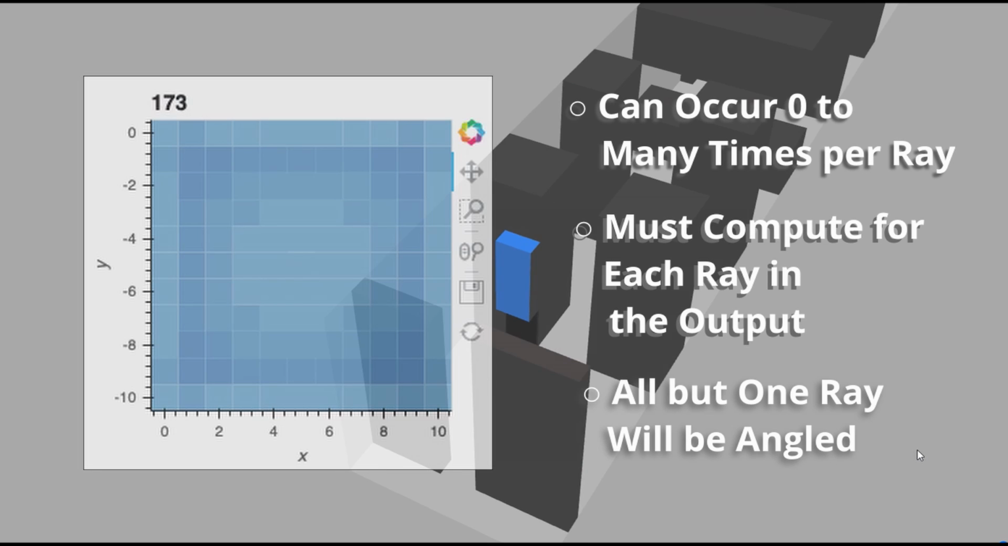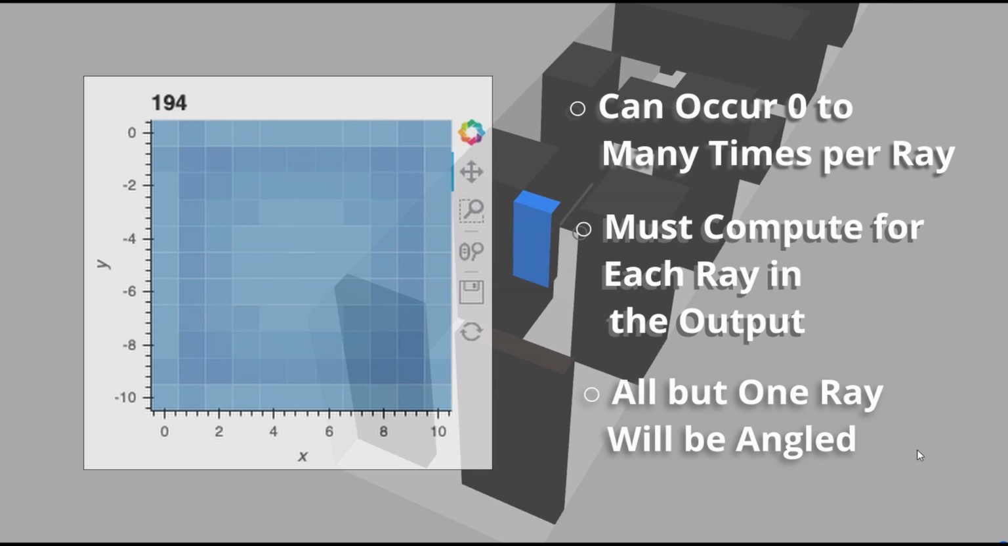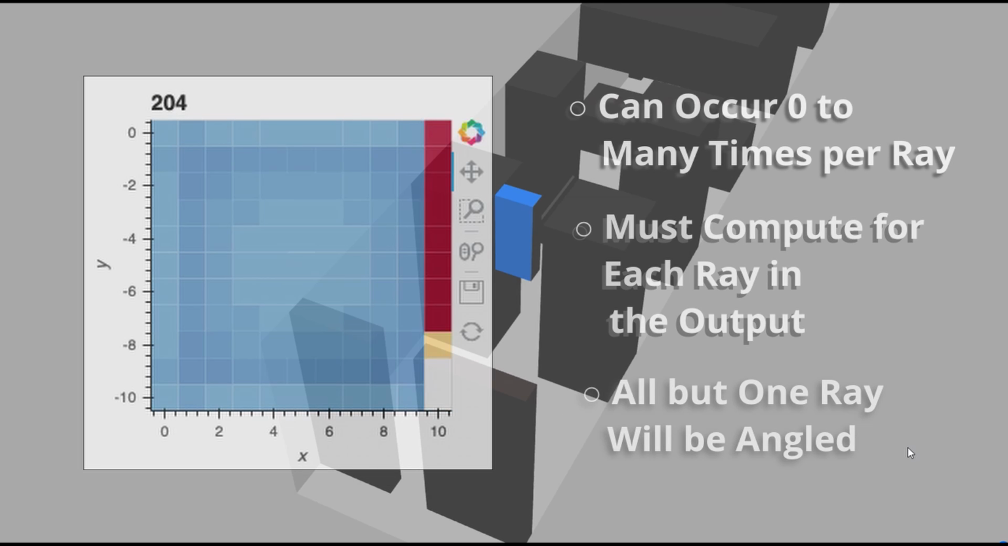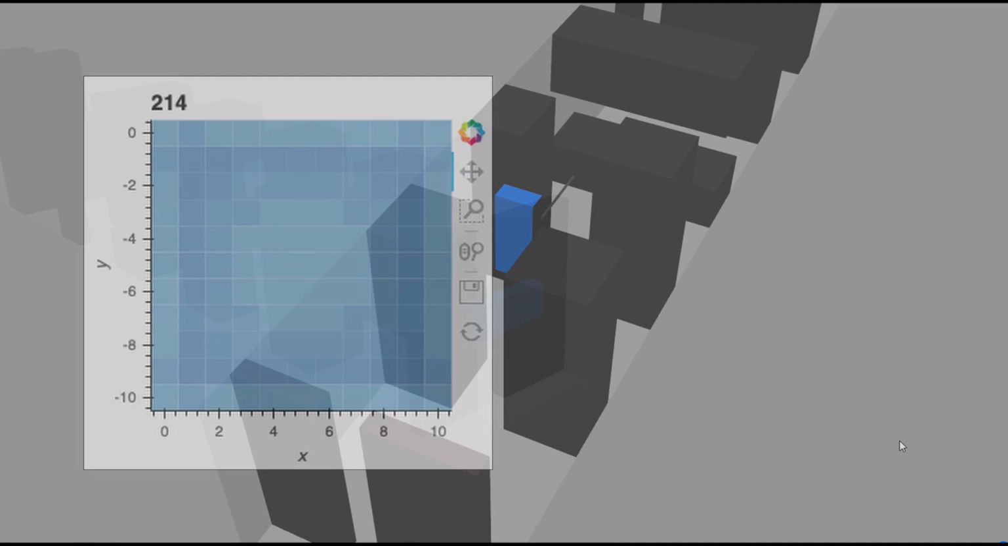Thus, due to the increased number of rays, as well as the generally increased computation cost per ray, the depth camera tends to perform more slowly than the single ray cameras.